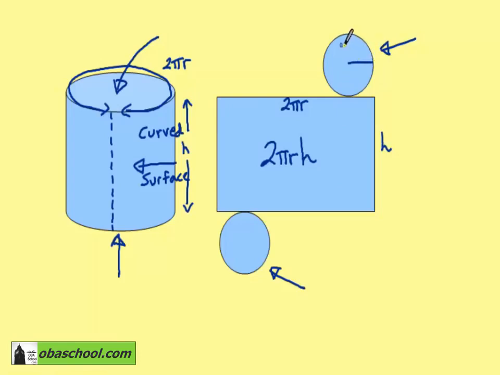Now we have a circle. Pi r squared is the area of a circle with radius r. And we have two of these circles. The total surface area then is the curved surface area 2 pi rh added to two circles of area pi r squared.